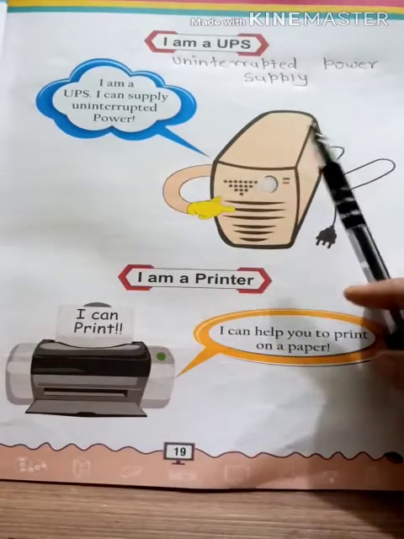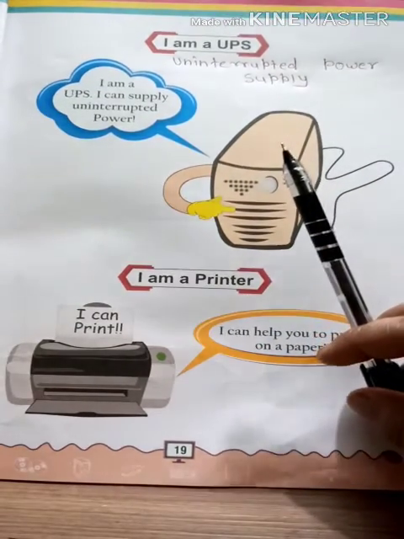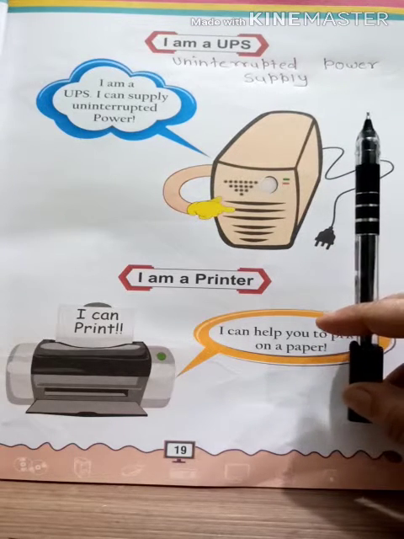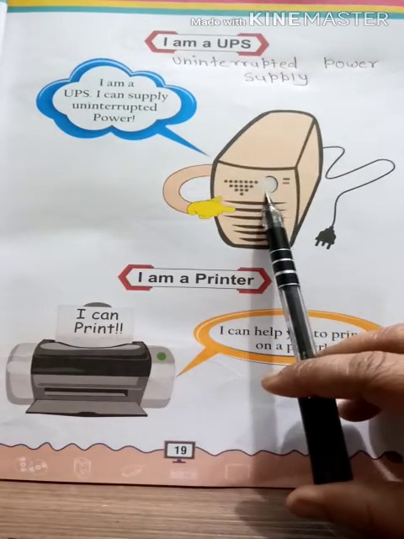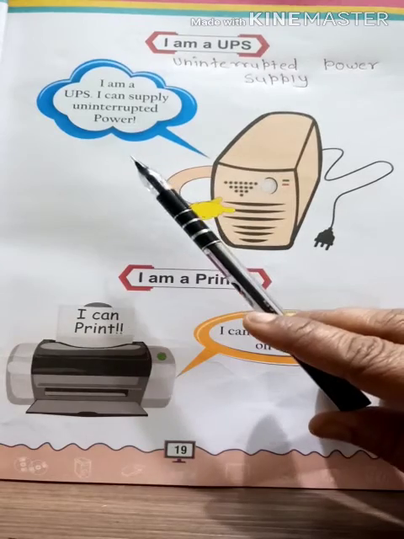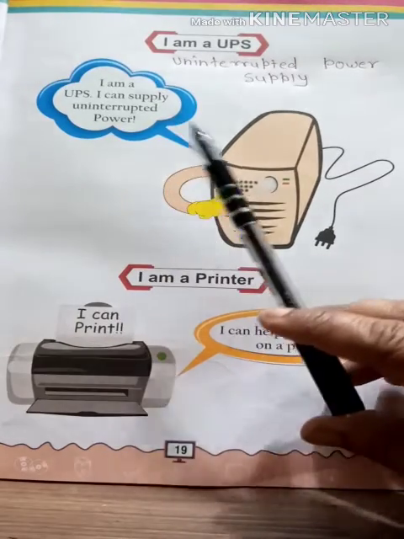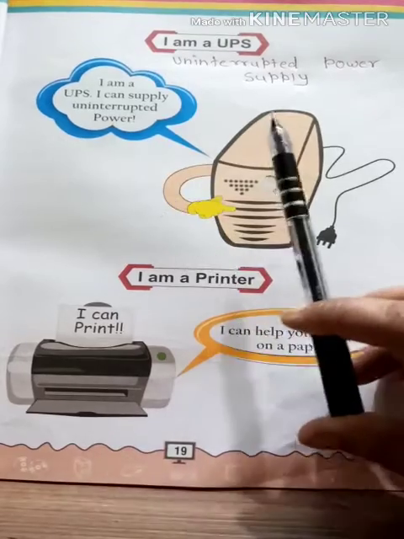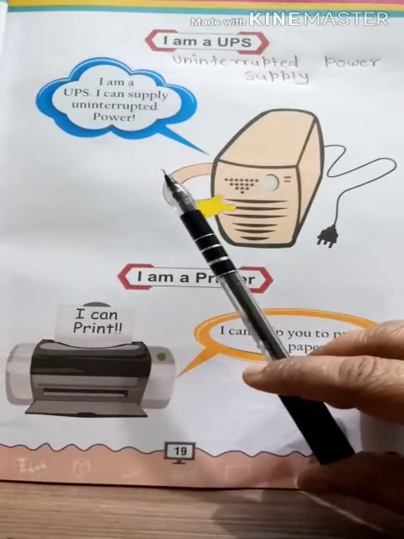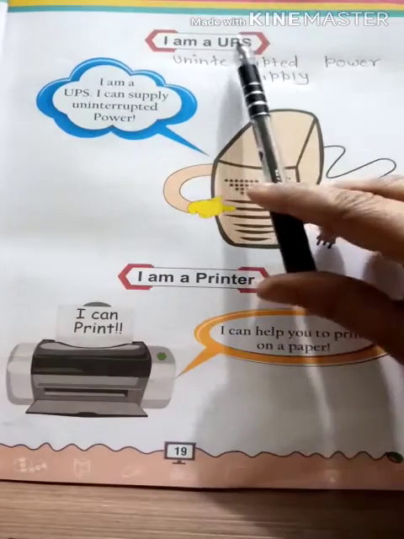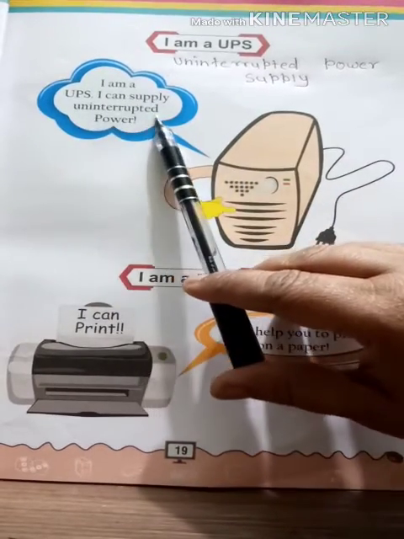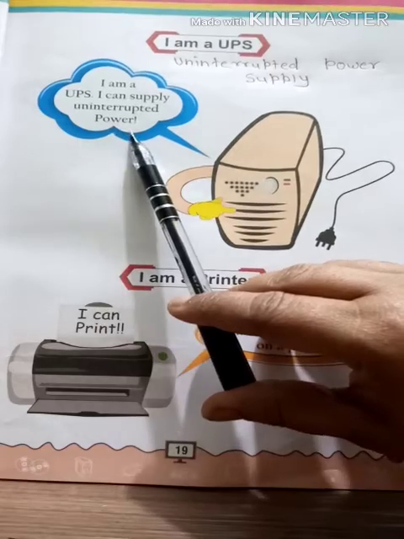Uninterrupted power means sometimes when we are doing some work on our computer and the current is going to be cut, at that time the UPS is available there to supply power to our computer, so that we can save our work, complete and close it, and then after that we can switch off the computer properly. Okay, so what is the work done by the UPS? UPS supplies uninterrupted power to our computer.